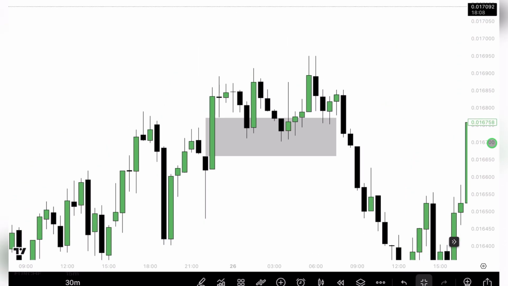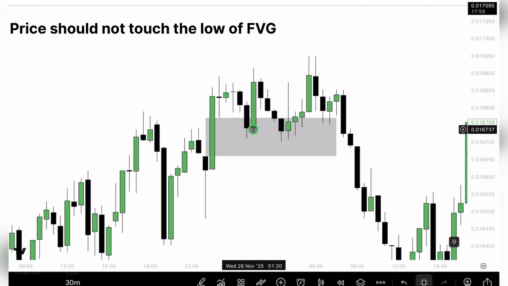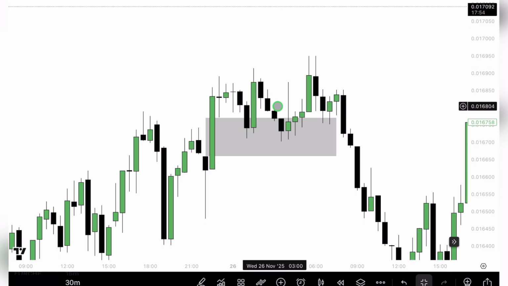Now the next thing is that we will wait for the price to enter into this fair value gap and get a rejection. You can see that the price has come down to this fair value gap and we got a rejection. The price went up. This is the first rejection, and then again price comes down into this fair value gap and goes up. So you have to look for two rejections.